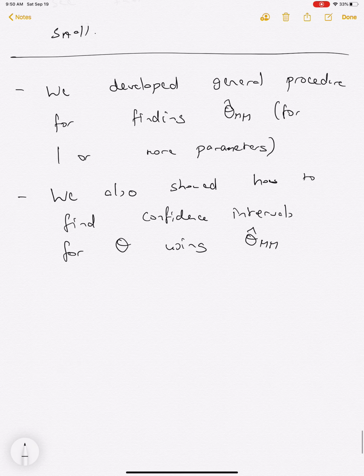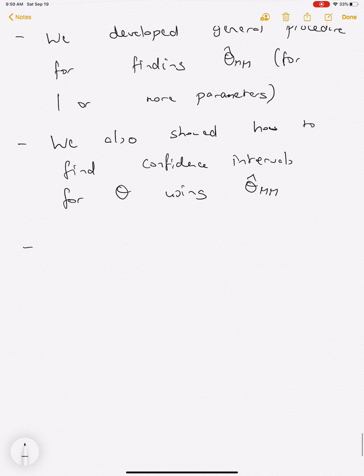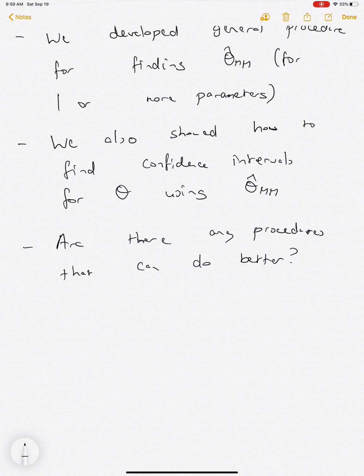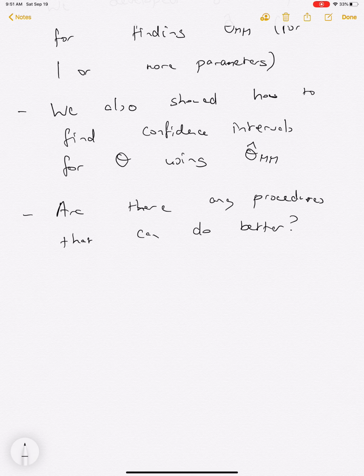And so a natural question to ask is, this is a general procedure that seems to give us something and work reasonably well. Are there any procedures that can do better? And so that's a segue into what I'll cover in the next lecture, which will be maximum likelihood.